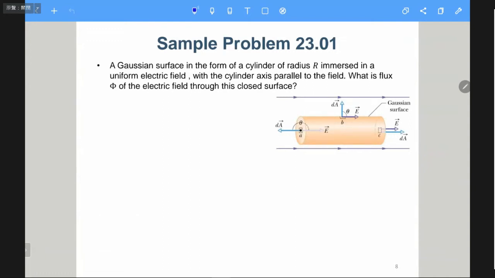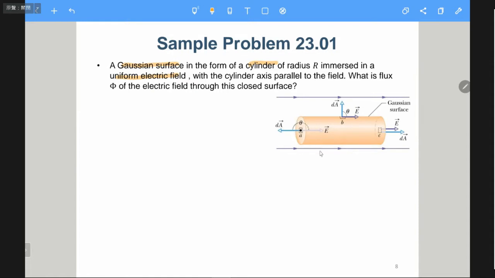Okay, so let's take a look at this sample problem. It says a Gaussian surface in the form of a cylinder of radius r is immersed in a uniform E field, with the cylinder axis parallel to the field. What is the flux phi of the electric field through this closed surface?